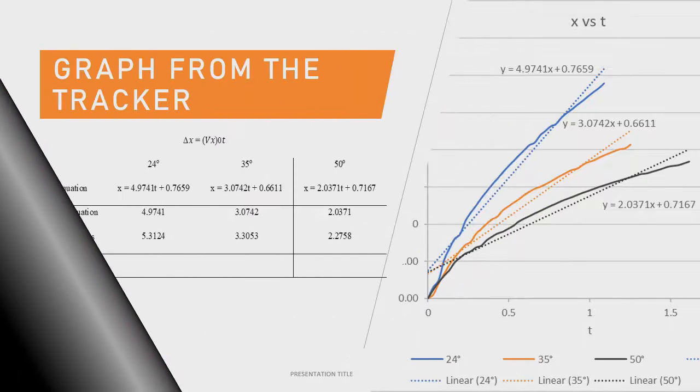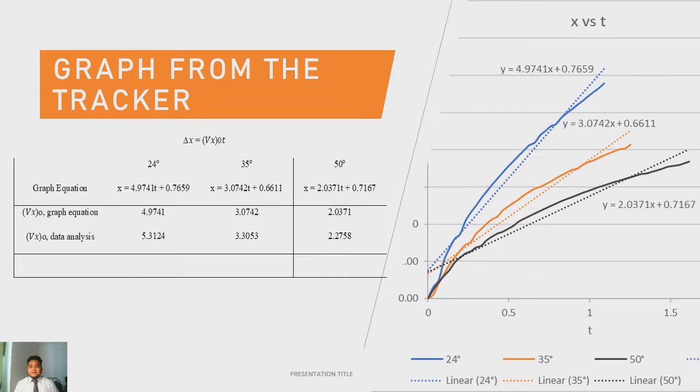This is a graph from the tracker. This graph is x against t. We can see from this graph the blue one is for 24 degree, the orange is for 35 degree, and the black one is for 50 degree. From this graph we can collect the equation from the graph, and the Vx naught is from the data we collect from the gradient of the graph, and the data analysis is from the previous data analysis table.